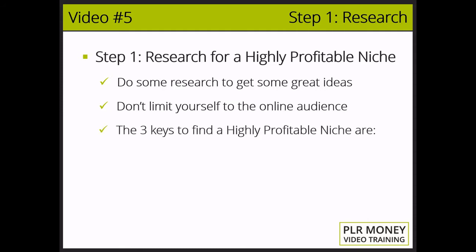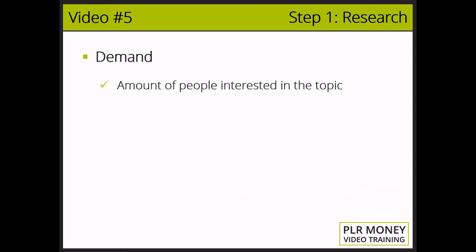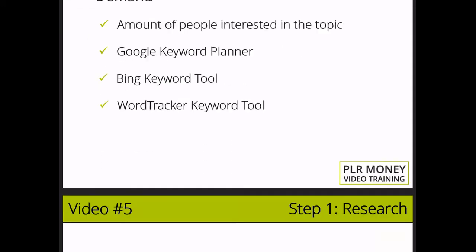The 3 keys that will help you find a highly profitable niche are demand, commerciality, and accessibility. For demand, we mean the amount of people interested in the topic. We can use the Google Keyword Planner, which is a keyword tool provided by Google that tells us how interested people are in any particular topic. Other similar tools are the Bing Keyword Tool and the WordTracker Keyword Tool.